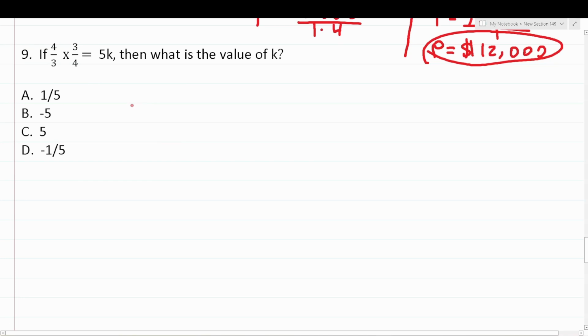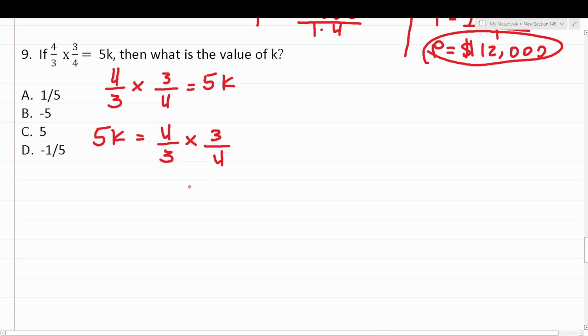So number 9 says if 4 over 3 times 3 over 4 equals 5K, then what is the value of K? So we have 4 over 3 times 3 over 4 equals 5K. If it's helpful, you can quickly rewrite this one like this: 5K equals 4 over 3 times 3 over 4. Well, what do we have going on this right-hand side of the equation? We're simply multiplying two fractions, notably 4 over 3 by 3 over 4. When you multiply two fractions, you just multiply straight across. So let's go ahead and do that.